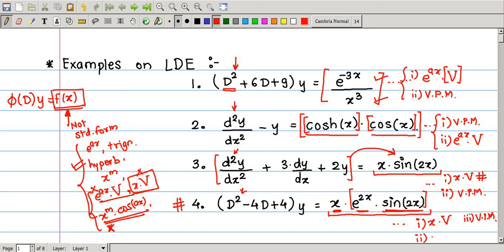Or we can apply e raised to ax into v. If we take this exponential function aside and x into sine 2x is v. So we have to select the proper method of solving which will utilize less time. So this is the rough information about how to solve these examples.